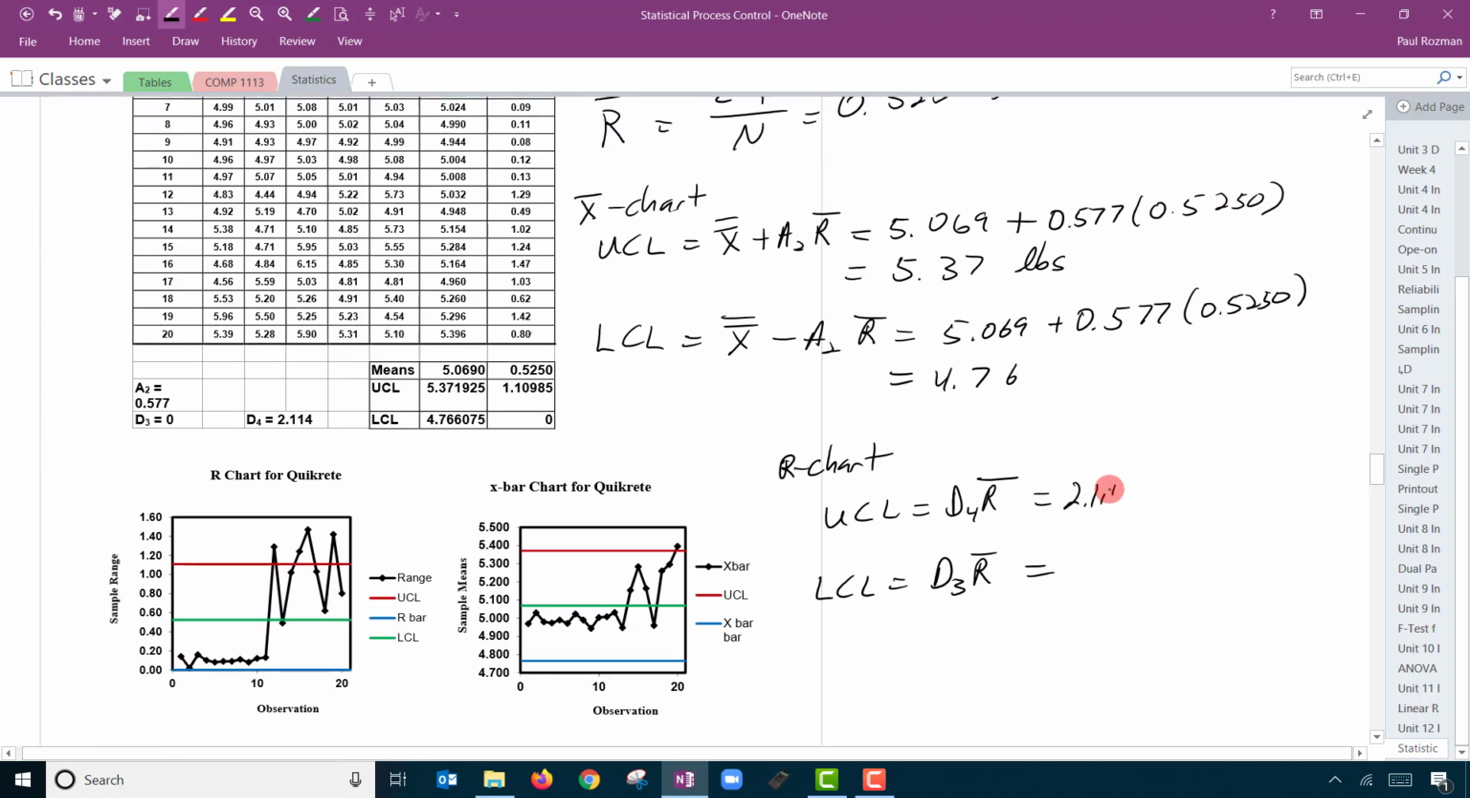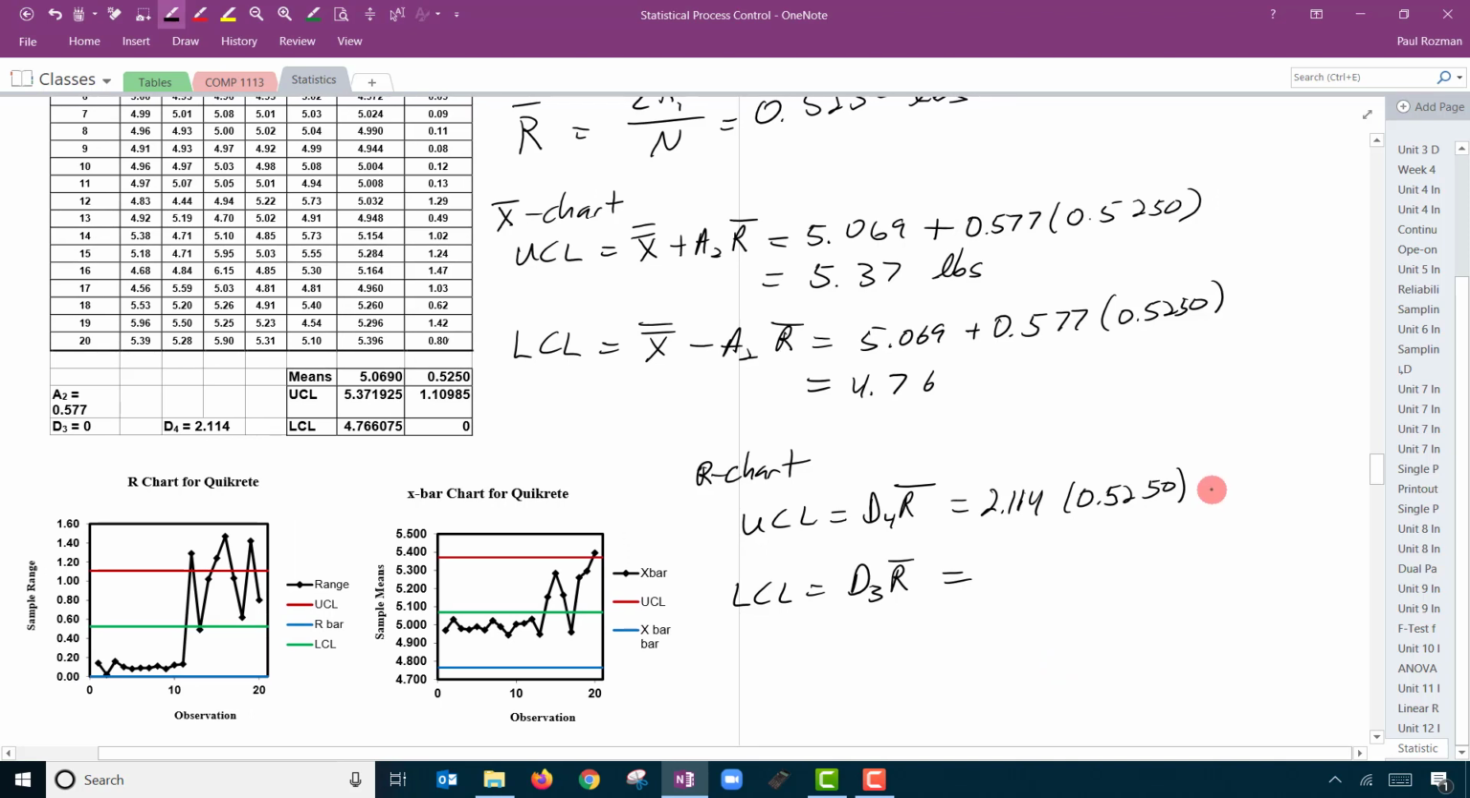So 2.114 was our D4, and R bar is just staying the same. It's at 0.5250, and you get 1.1 pounds. And the other one was 0 times 0.5250, which is 0.